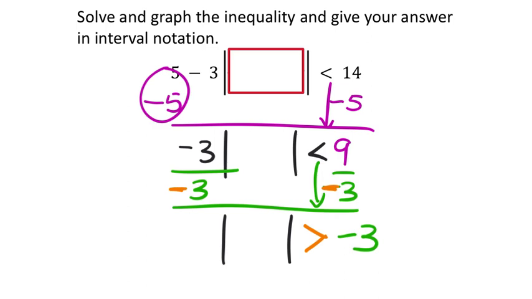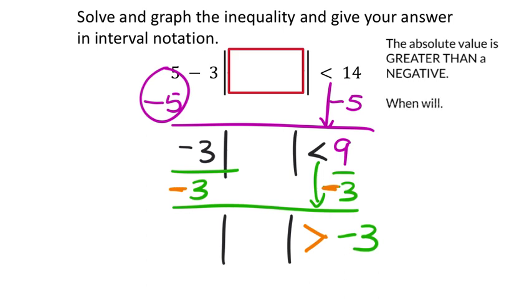Okay, so this is saying that the absolute value is greater than a negative. So I'm going to reword the question here. When will an absolute value be greater than a negative? Question mark. And the answer to that is always. It will always be, because absolute values are always going to come out as positive.